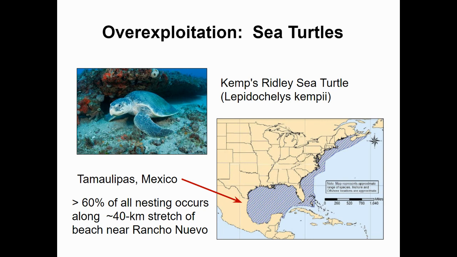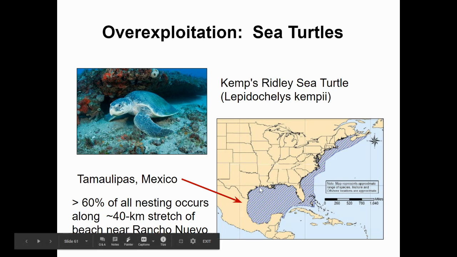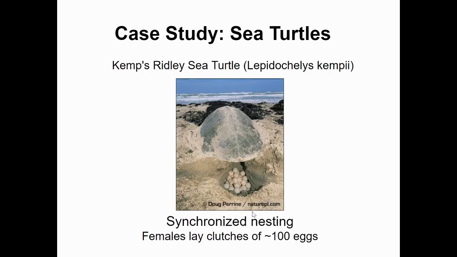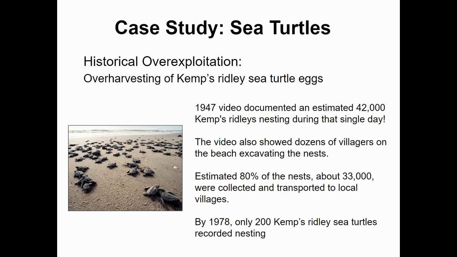This is the Kemp's Ridley sea turtle. 60% of all the nesting sites occur in just one little 40-kilometer stretch of beach. What they saw when they were looking at it is these animals typically have synchronized nesting, where tons and tons of females arrive at the beach at the same time, and they all dig their nests and lay their eggs. A typical nest will have approximately 100 eggs in it.